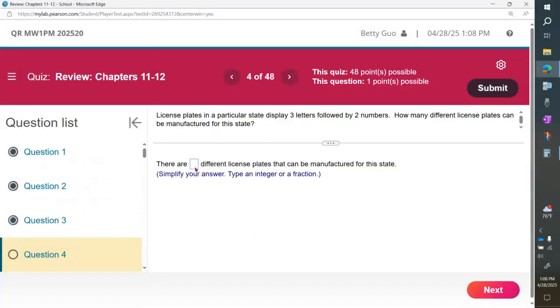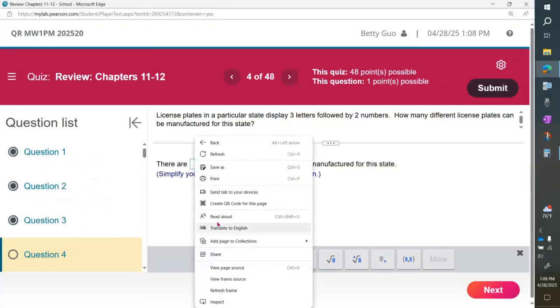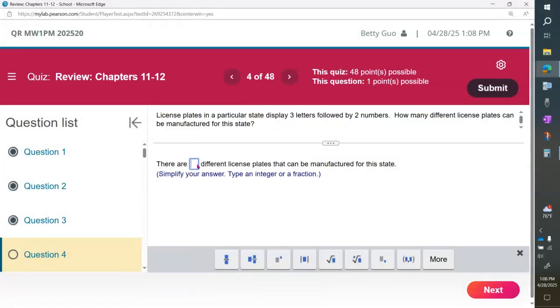Okay, let's enter that value here. This is also the fundamental counting principle. That many different license plates can be manufactured for this state.